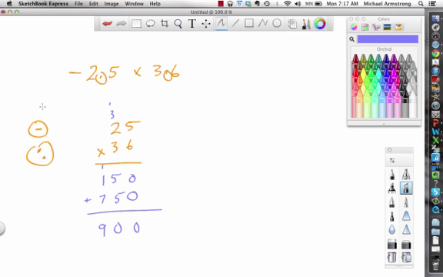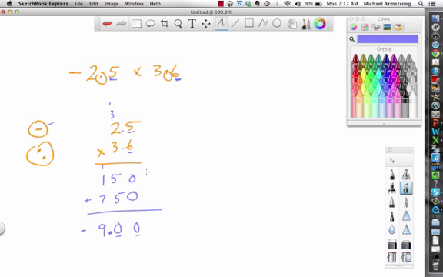But we have to remember that we had a negative sign. When we multiply a negative times a positive, our answer is going to stay negative. And then we also have to remember there were 2 decimal places, one place here and one place here. It wasn't really 25 times 36. It was 2.5 times 3.6. And we have to remember to save those decimal places and put them back in. And this is exactly how you do it.